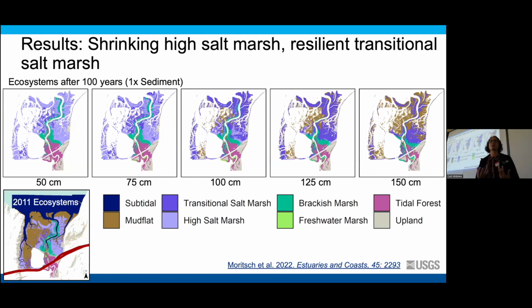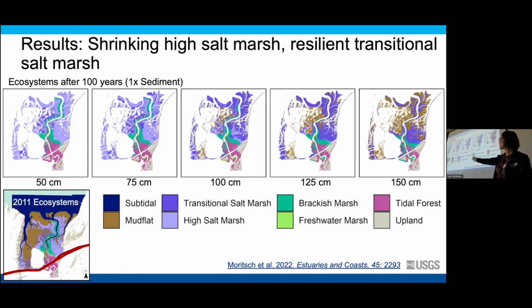So with that, we were able to map ecosystem shifts over 100 years, and these are projections of that. I'll note that anything that started out as subtidal or mudflat, the browns and the blues, those didn't get modeled because the model just wasn't designed to handle unvegetated ecosystems. And the starting ecosystems are down there in the lower left corner. 2011 was the last year that we had habitat classifications done. So then 100 years later, under these different amounts of sea level rise, we can see what might be there.